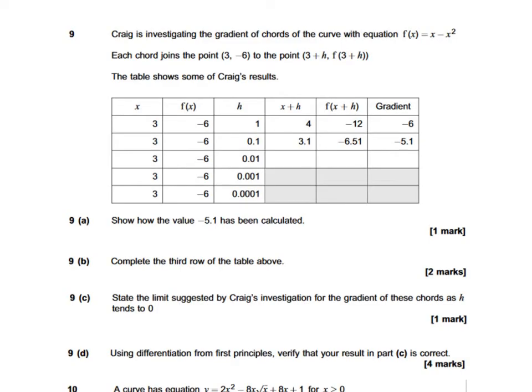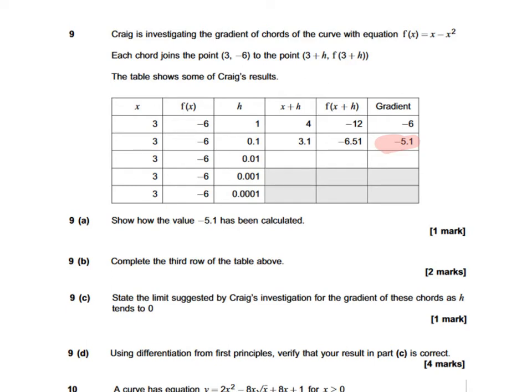Hi, so we're going to look at the AQA paper question 9. This is actually a relatively easy question. We can do this without too much stress. Part A: show how the value of minus 5.1 has been calculated. That's the gradient, which is this value here. The gradient is change in y divided by change in x.